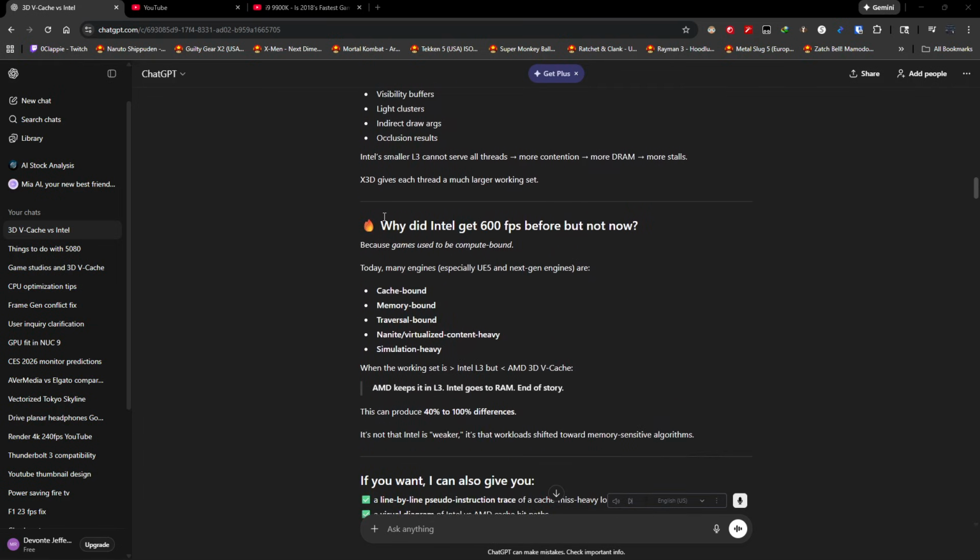So why did Intel get 600 FPS before, but not now? Because games used to be compute bound. Today, many engines, especially UE5 and next gen engines, are cache bound, memory bound, traversal bound: Nanite, virtualized, content heavy, simulation heavy. When the working set is greater than Intel's level 3 cache, but less than AMD's 3D V-Cache, AMD keeps it in L3, Intel goes to RAM, end of story. And this can produce a difference. It's not that Intel is weaker, it's that workloads shifted towards memory sensitive algorithms.